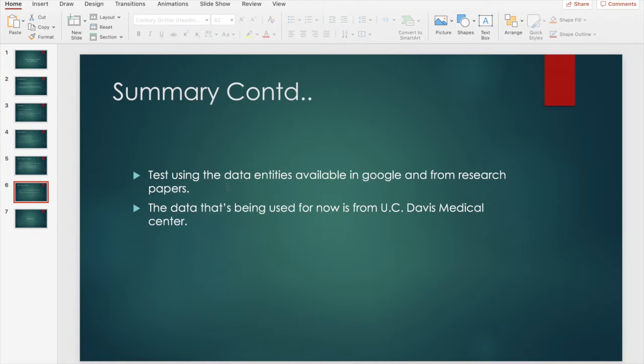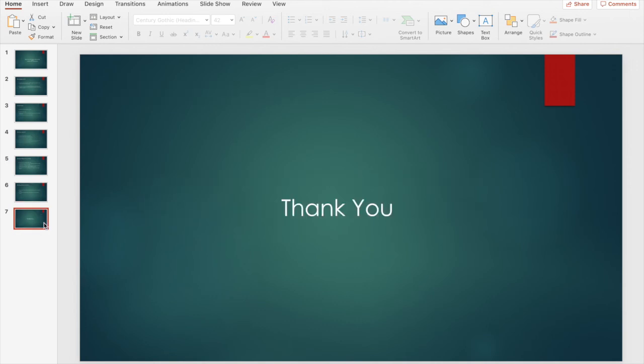And for testing this, I'm using data from UC Davis Medical Center. Basically, I got this data from one of the research papers I have been going through regarding healthcare models, so I'm using that data as of now. So that's the summary, and that's the status of my project. And thank you.